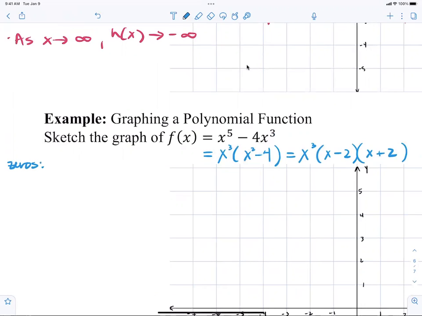Okay, 0 has a multiplicity of 3. 2 has a multiplicity of 1.